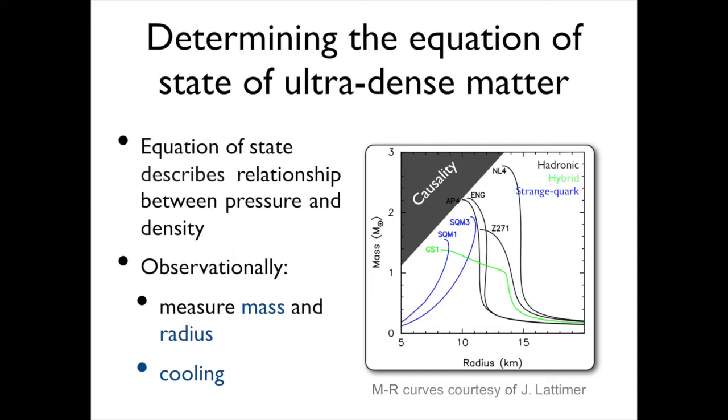You could do this by measuring masses and radii. And one other thing you can do is look at the cooling of the star, right? Because the cooling depends exactly on what the structure and the composition of the material inside the neutron star is. So observationally, these are the things that we need to go after to try and constrain the equation of state of ultra-dense matter.